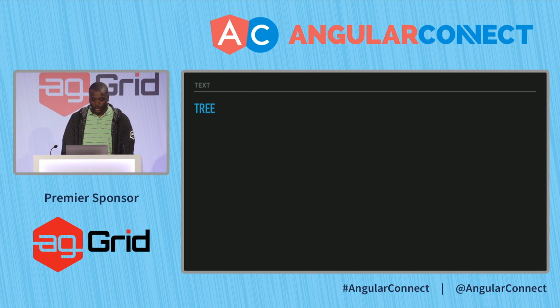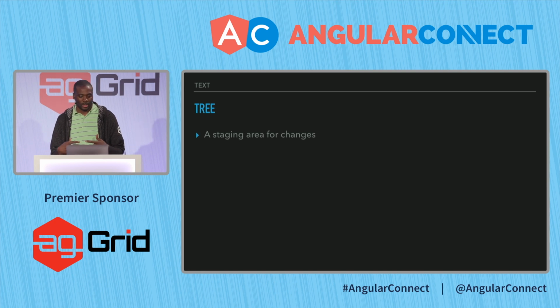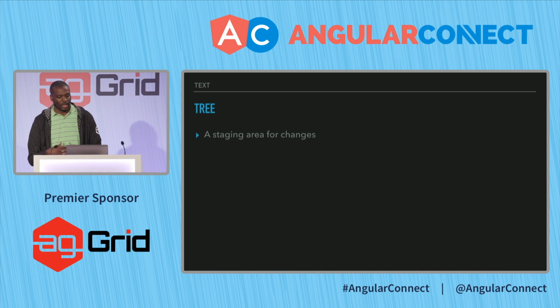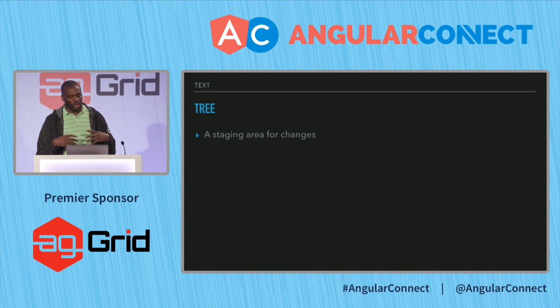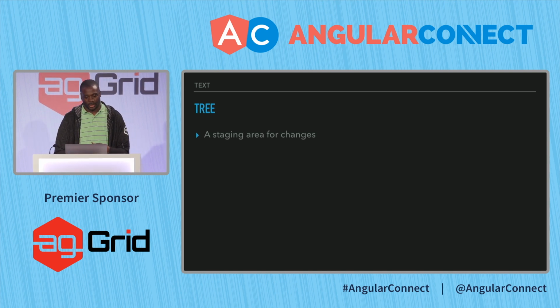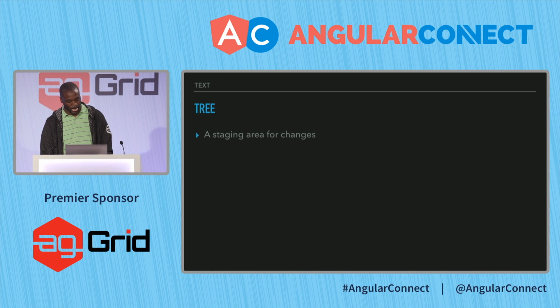So as I mentioned before, the first one is a tree. And a tree contains your original file system. It's more like a staging area for changes. It kind of works somewhat similar to Git. You make some changes, you stage those, but it doesn't commit those changes yet. It's just a staging area.